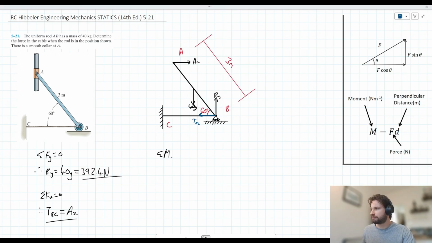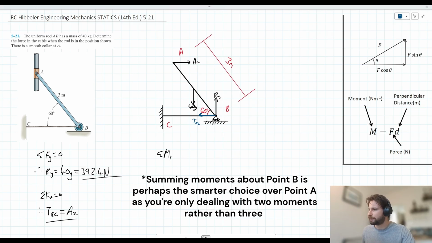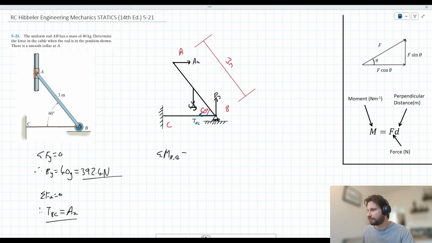So we can take moments. Personally, I'd suggest taking moments about point B here, but I don't think it really matters. Let's take moments about point B. We can say the sum of the moments is equal to 0, or in other words, the sum of the moments acting clockwise is equal to the sum of the moments acting anti-clockwise. So what have we got acting? Let's start with clockwise. Well, we've got a clockwise moment from AX, and that's kind of it.